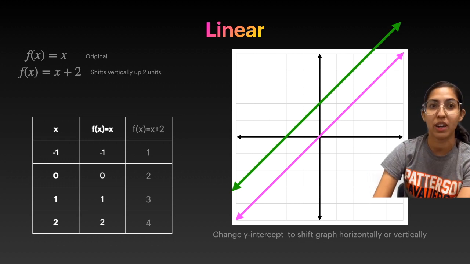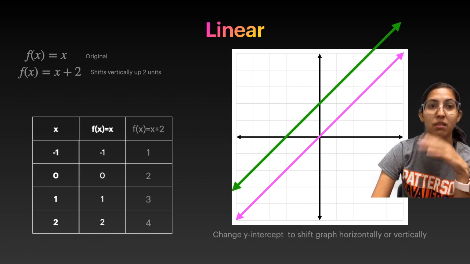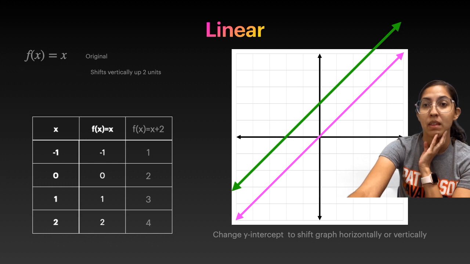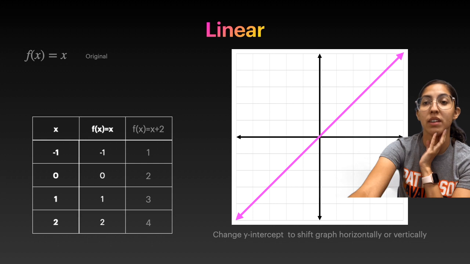You need to know that wording. Vertically means top to bottom. So if it's shifting up or down, you say shifts vertically. If it is moving left to right, that's horizontally. And technically all we're doing is changing the y-intercept to shift the graph horizontally or vertically. For these, we're not really doing much else.